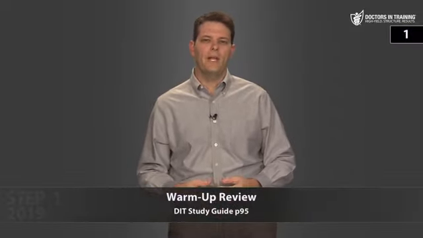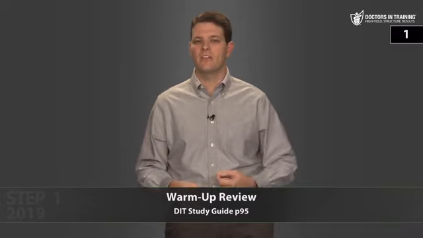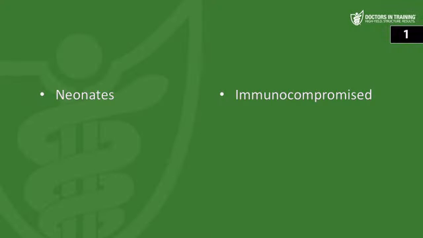Let's do the warm-up for Neuro 20. First question, what patients are susceptible to Listeria monocytogenes? So think about neonates and also immunocompromised patients. So Listeria can cause neonatal meningitis, and also it can infect the amniotic fluid, and that leads to spontaneous abortion.